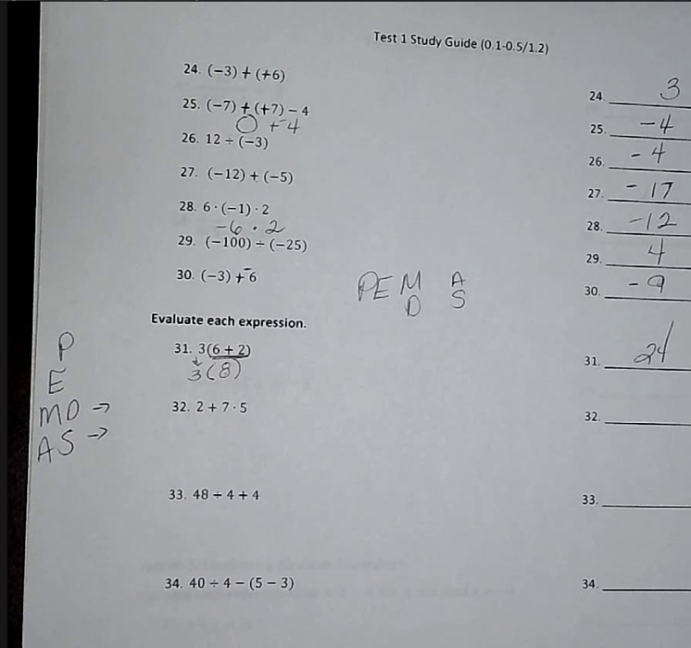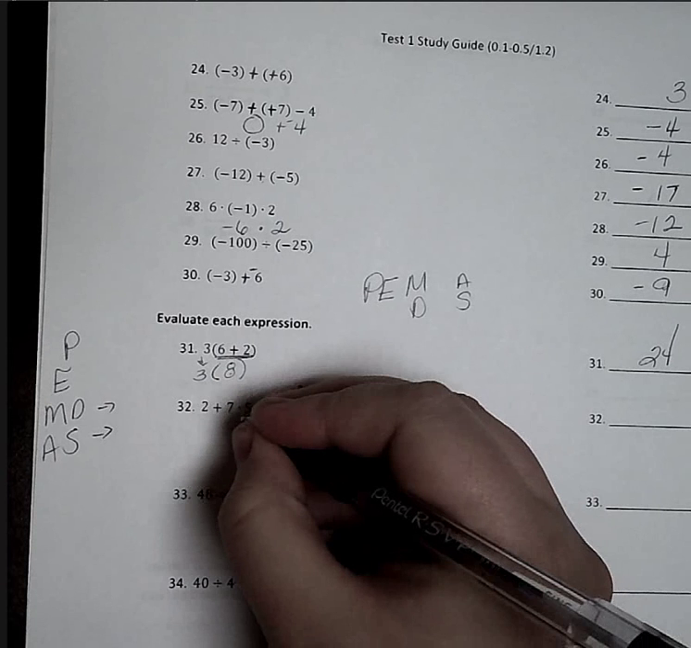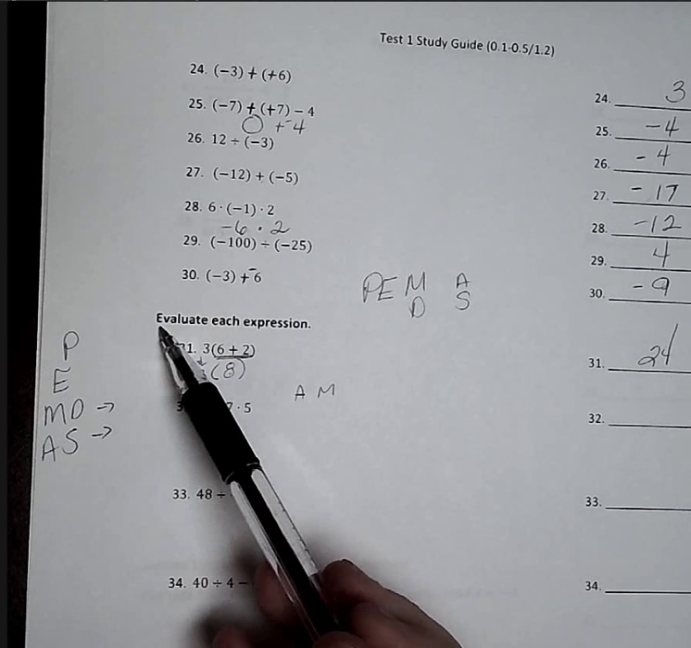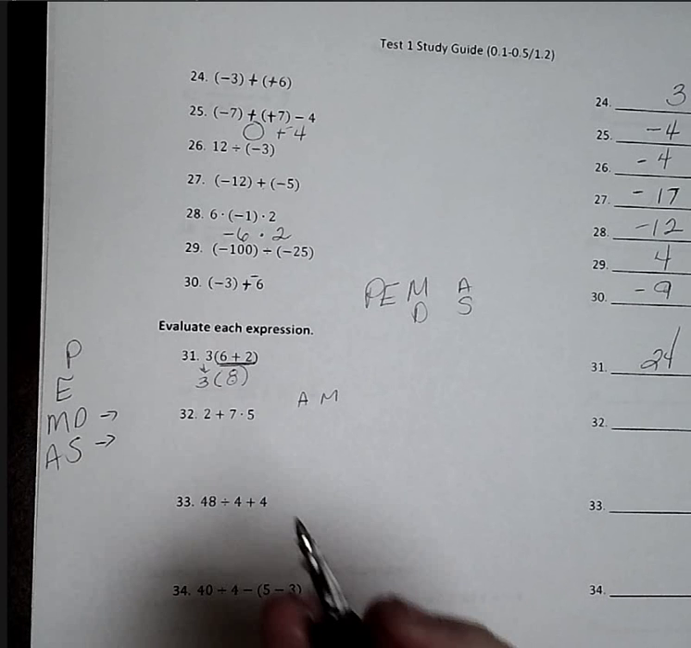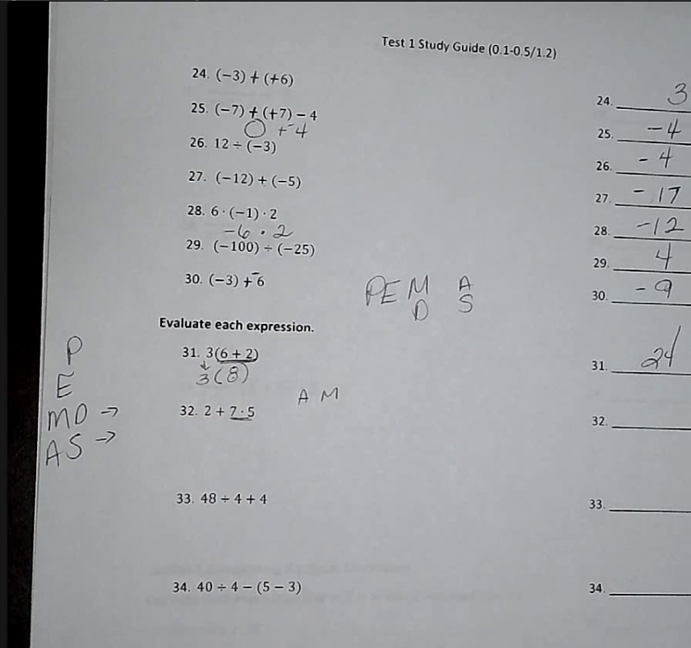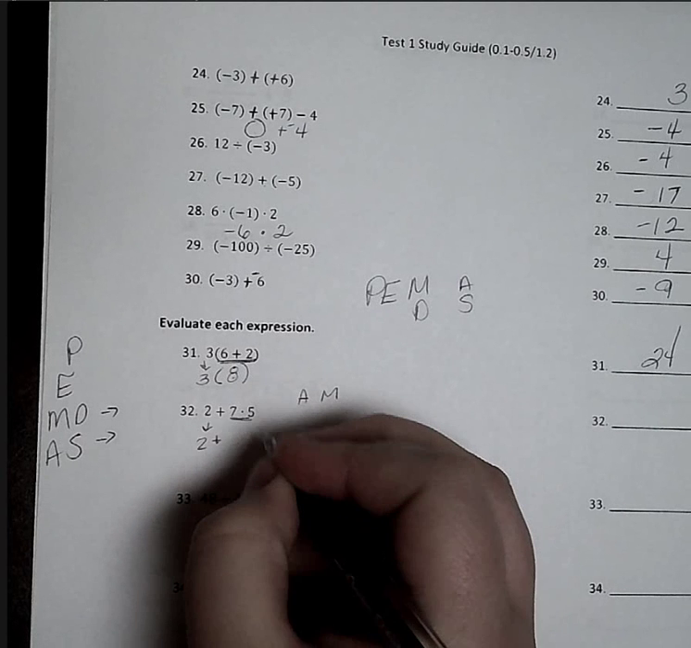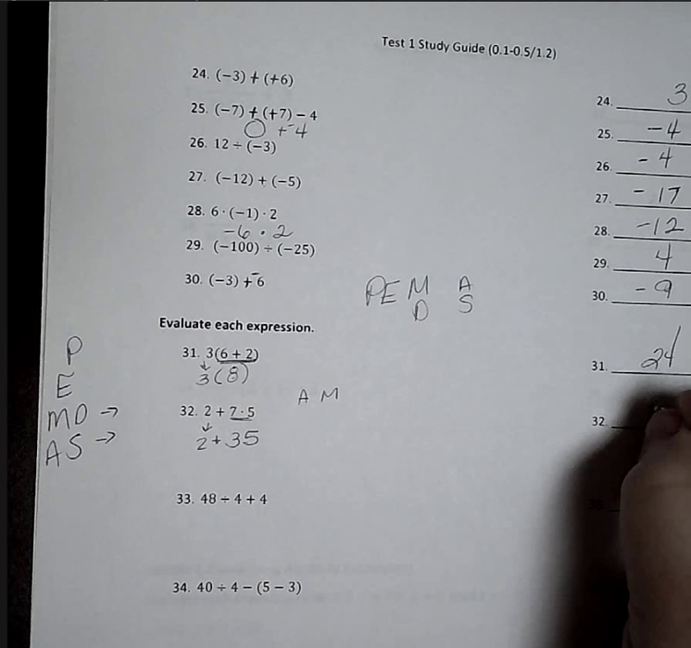On number 32, 2 plus 7 times 5. So we have addition and we have multiplication. Well, when you look on your order of operations, which one comes first? Sorry about that. Multiplication does. So we have to take care of the multiplication first. So we bring down the 2 and the addition sign. So 7 times 5 is 35. And now we add 2 plus 35 is 37.